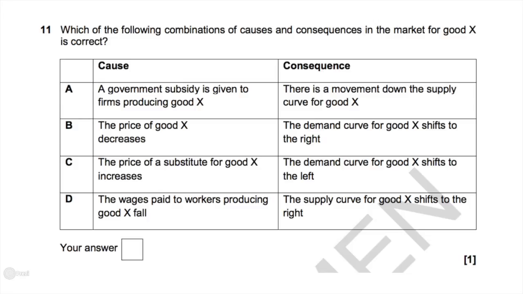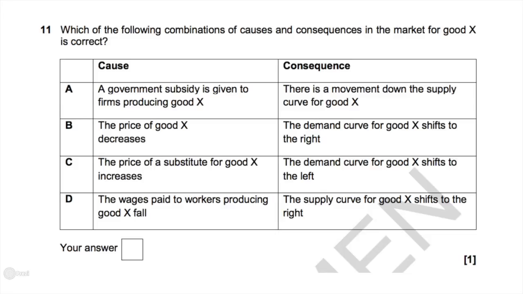C, the price of a substitute for X increases. If the price of a substitute for X increases, as they are substitutes, individuals can easily substitute one good for another one. So if the price of one increases, the demand curve for good X will shift to the right because it becomes more attractive because it's relatively cheaper. Whereas it says that the demand curve shifts to the left, so this is wrong. Therefore, it must be D.